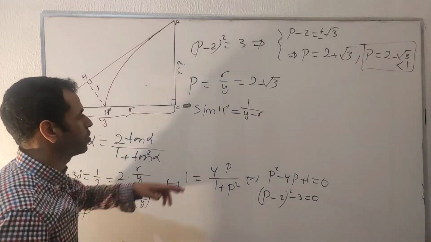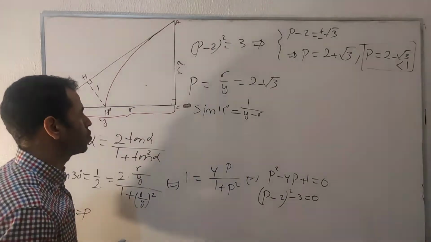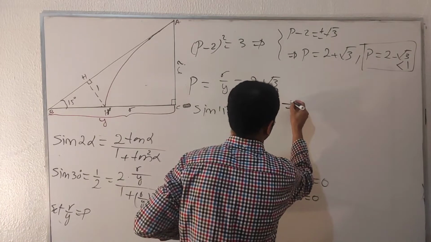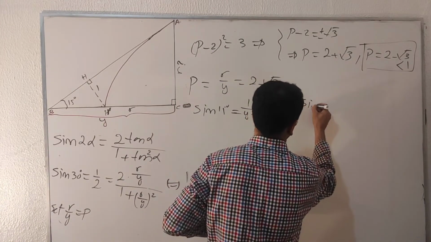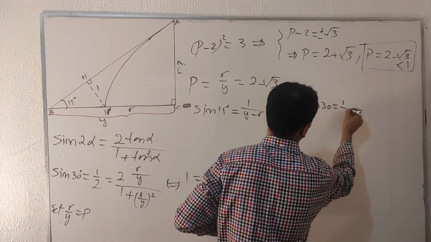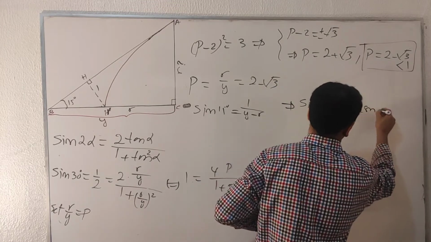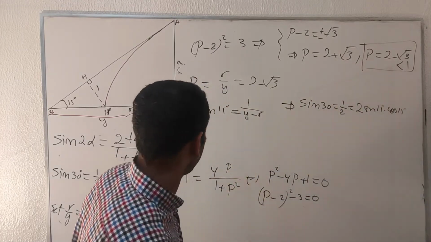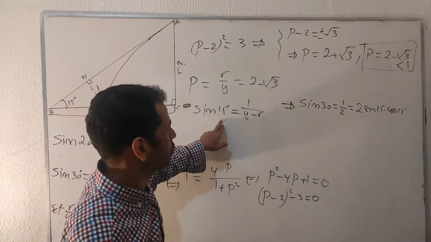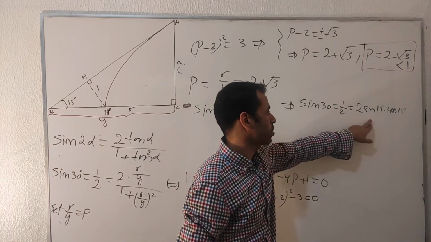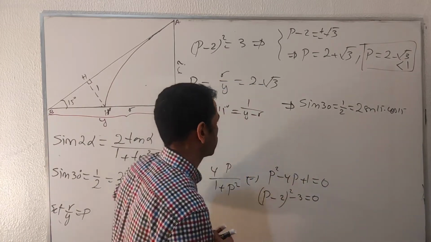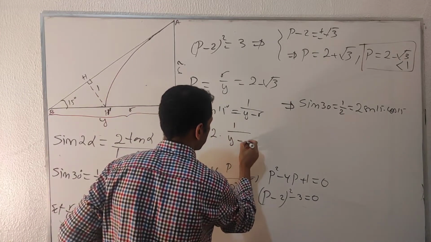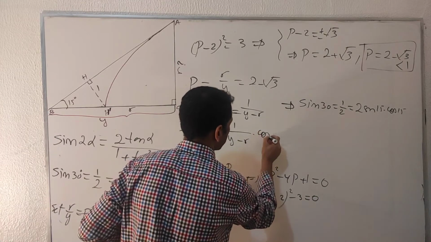So the only thing left is sine of 15 degrees. So we have another relationship between sine and cosine. I get here sine of 30 degrees, which is half, equals 2 times sine of 15 degrees multiplied by cosine 15 degrees. Okay, then next thing up, I know that sine of 15 degrees equals 1 over y minus r. I'm going to replace this one here. I get half equals 2 multiplied by 1 over y minus r multiplied by cosine 15.